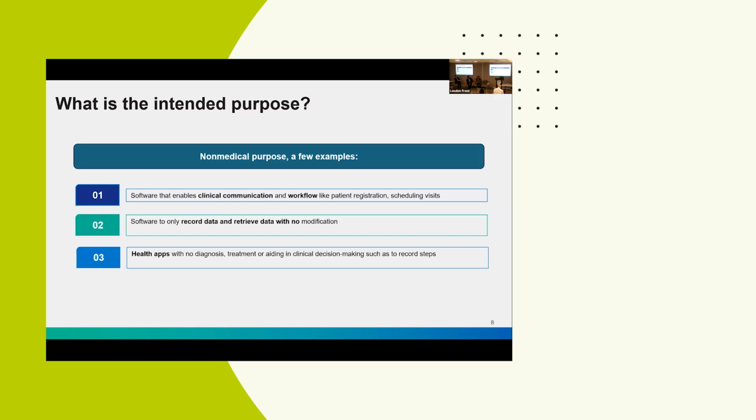And then a big category is around health apps. So things on your watch that are counting steps, or anything that's within the wellness regime, is not considered a medical purpose unless it's directly diagnosing or treating or aiding in clinical decision making. So these fall outside the regulation.